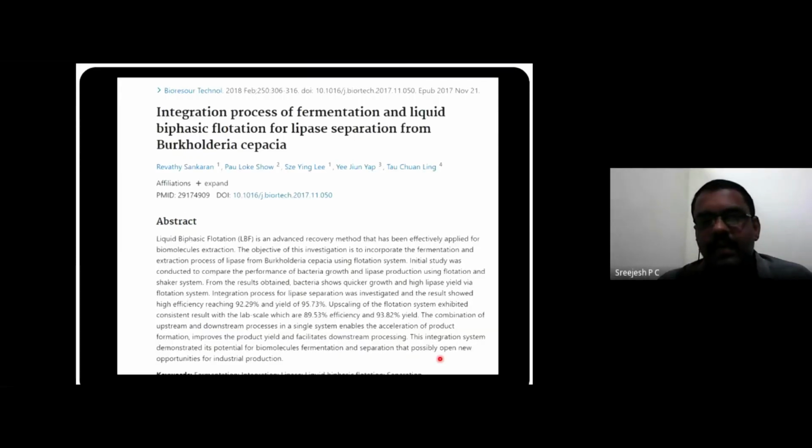So this is a research article which is talking about the integration process of fermentation in liquid biphasic flotation. This is another technique, that is the liquid biphasic flotation for lipase separation from the organisms. So you can read more on this article. I just want to show you that it is being used at different levels. We were talking about enzyme purification or protein purification. In light of that, I just want to show you a paper related to the separation of enzymes and proteins using the flotation technique. They are using a liquid biphasic flotation technique.